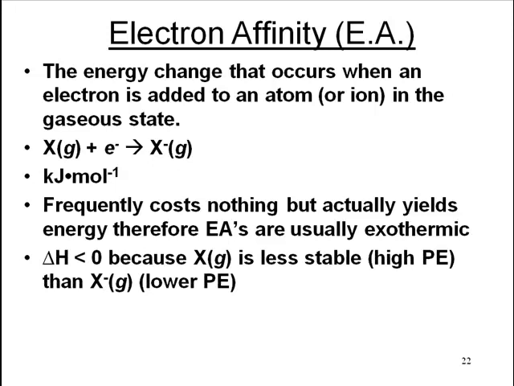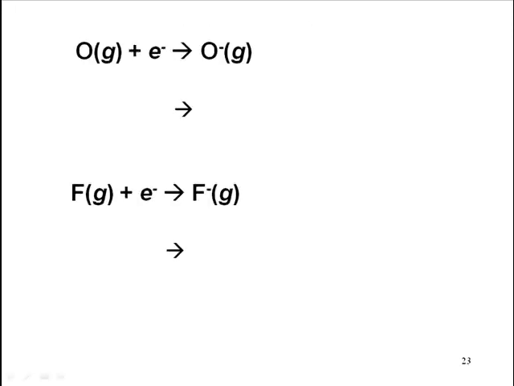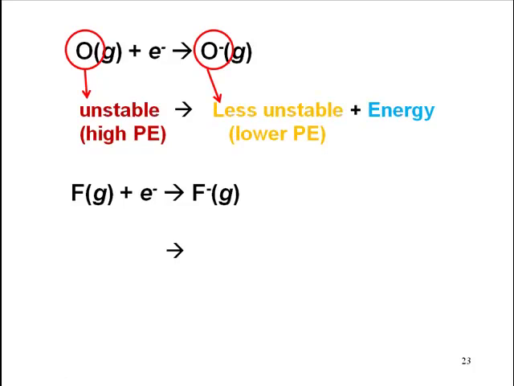Removing an electron costs energy, but adding one yields energy, therefore E sub A's are usually exothermic. The delta H is negative because X(g) is less stable. It's at a higher potential energy than X minus, which is at a lower potential energy. The oxygen is unstable, and it tends to want to gain electrons to become oxide. O minus is less unstable. Is it stable yet, though? No, it's O minus. What does that become to become more stable? O2 minus.